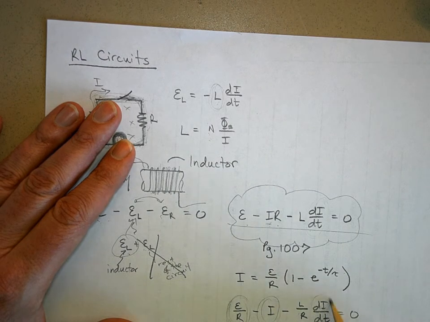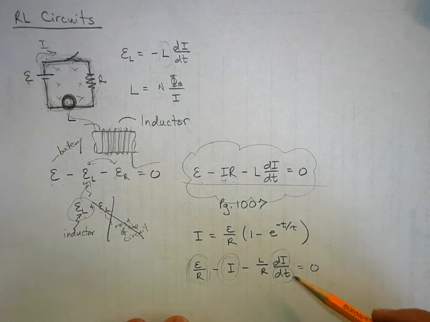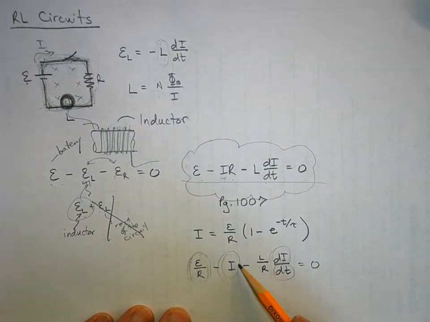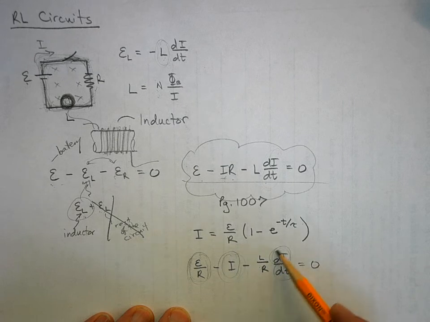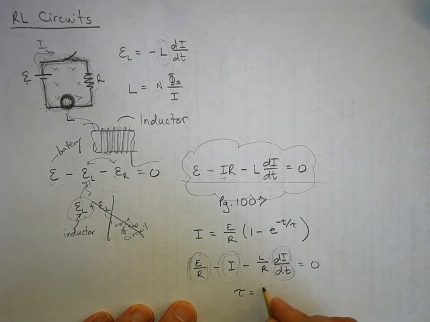Well, I got current here, but I got time right here. Oh, yes. I'm sorry. Now, look, this is current, amps. This is amps right here. What do I got to do? I got to cancel out seconds over here, right? So L over R has to have units of seconds. So tau is equal to L over R. That's my time constant for an LR circuit.